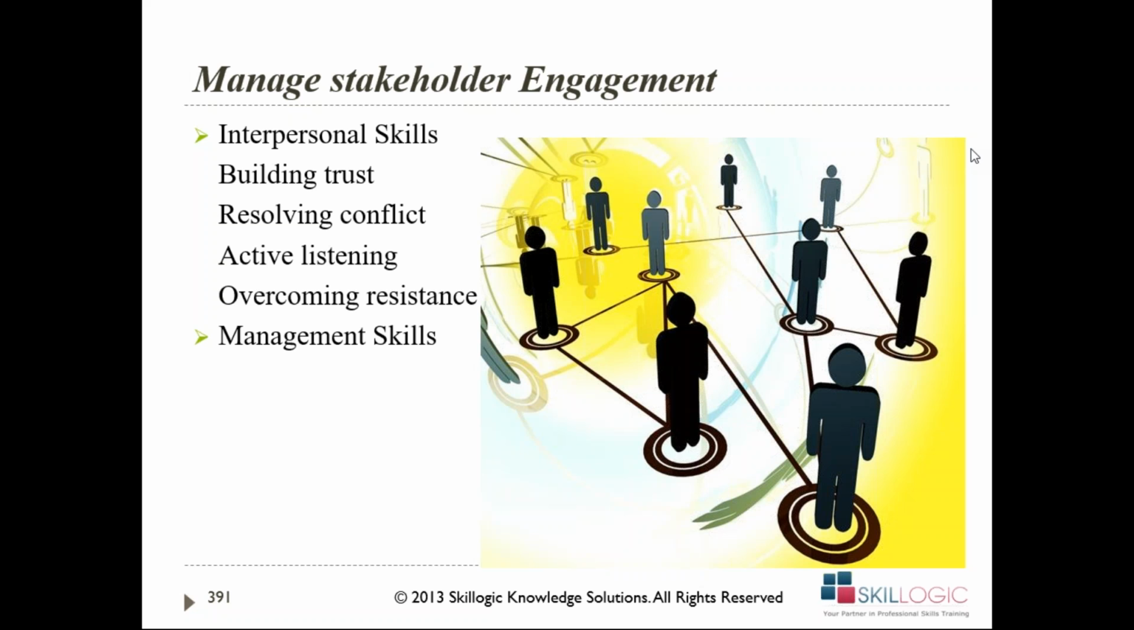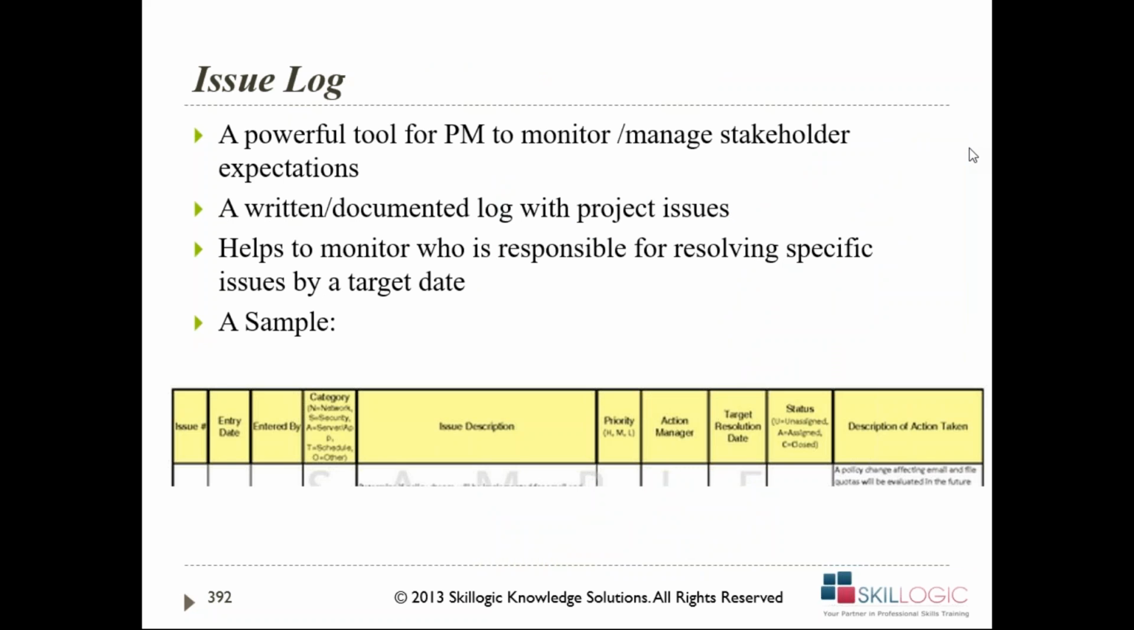If there is any problem while managing your stakeholders, then all of that gets recorded into the issue log. It's a powerful tool for a project manager to monitor and manage stakeholders' expectations, and a written documentation log with the project issues. This helps to monitor who's responsible for resolving specific issues by a target date. Again, this is prepared when we need to understand if all my engagement activities with my stakeholders are effective or not. If not, what are the different issues that I have encountered with my stakeholders, and record those issues. Only after recording can you plan how to resolve those issues. What can you do about resolving those issues, right? So that is what gets recorded into the issue log.